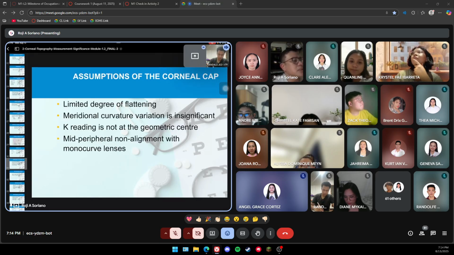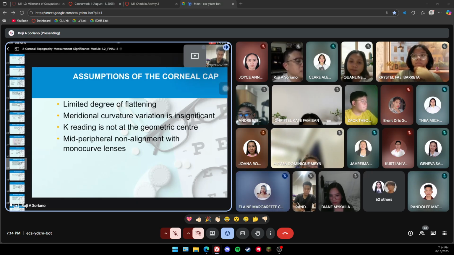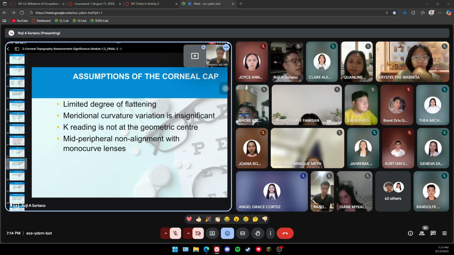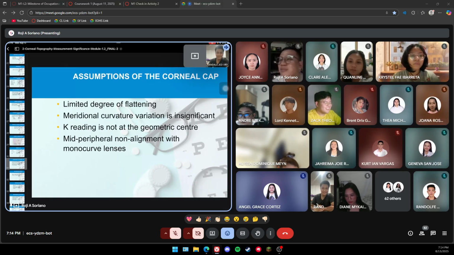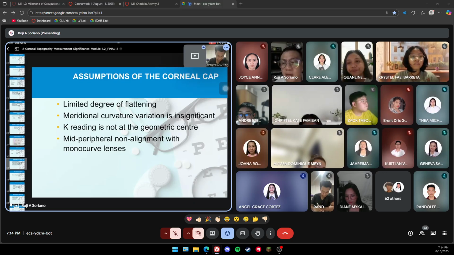Next, the assumptions of the corneal cap. Limited degree of flattening, of course, because from the center, we are assuming that it is the peak of what? The peak of the apex, right? Meaning to say, that's where the greatest curvature is. That's why there's a limited degree of flattening. Does that make sense, Zach?